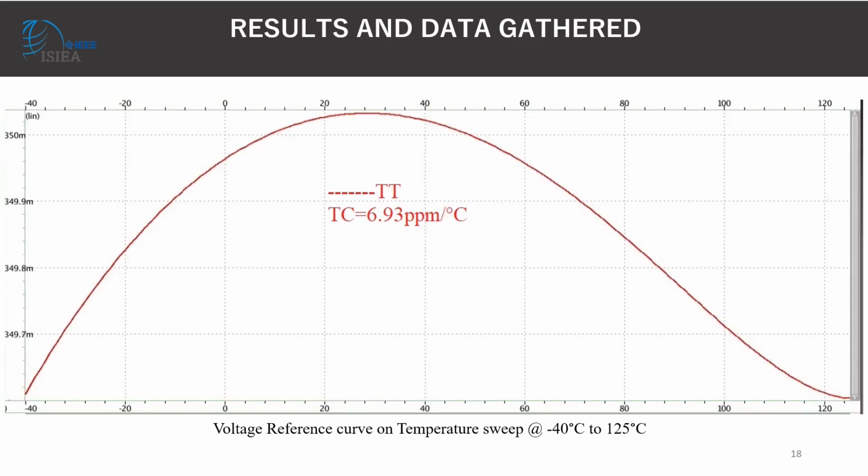Also, we have conducted a temperature sweep from -40 to 125 degrees for the voltage reference. We know that the smaller the temperature coefficient, the less sensitive the voltage reference output is to temperature variation. The curvature here of the bandgap is due to the curved nature characteristic of the p-n junction and the compensation of the positive temperature coefficient. For the TT corner, we have got 6.93 parts per million per degree Celsius.